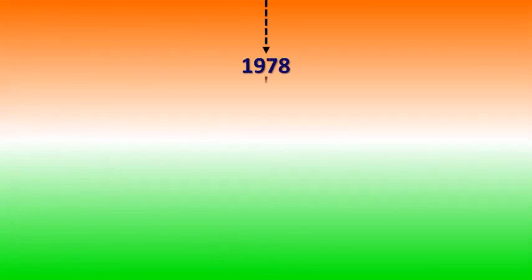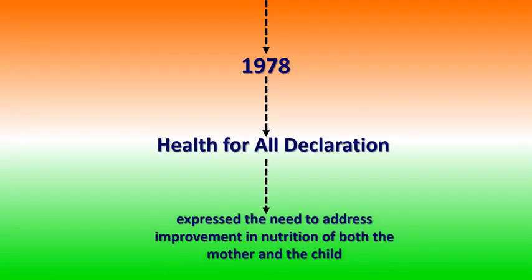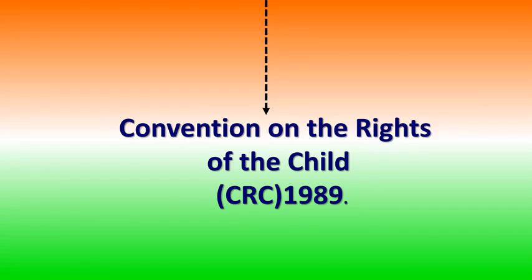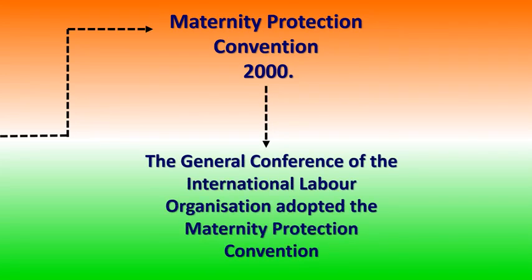In 1978, the Health for All Declaration expressed the need to address improvement in nutrition of both the mother and the child. The first legally binding international document concerning child rights was the Convention on the Rights of the Child in 1989. Maternity Protection Convention in 2000. The General Conference of the International Labour Organization adopted the Maternity Protection Convention.